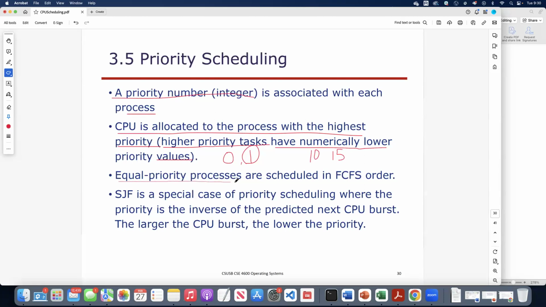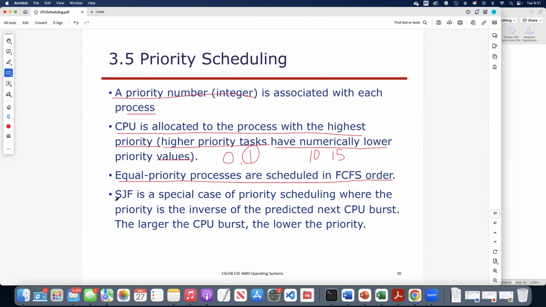Equal priority processes are scheduled to run on the CPU in first come, first served order. Because there may be multiple processes in the ready queue, some processes have equal priorities. These processes are dispatched to run on the CPU in first come, first served order. Who arrives at the ready queue first? That process will be scheduled to run on the CPU first.